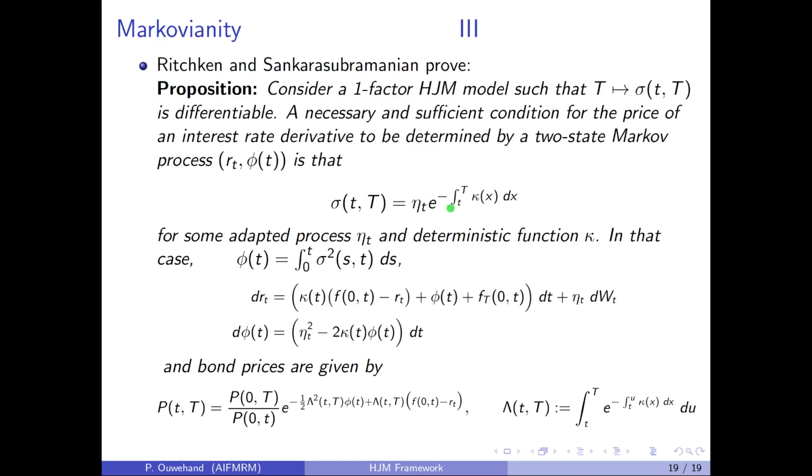In that case, phi, dRt and d phi t satisfy the following equations, and bond prices take a form that looks a little like an affine term structure model. I will leave some of this as an exercise.